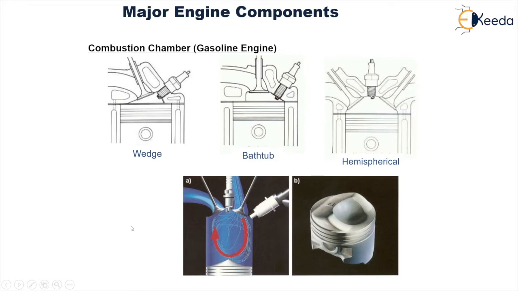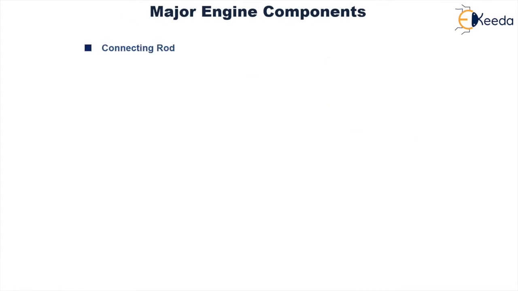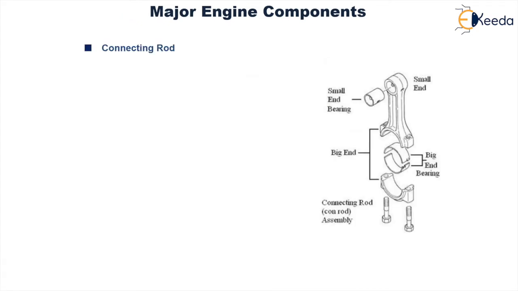These are some images to support this. Let us go further. Connecting rod. This is a diagrammatic representation of the connecting rod. It basically has two ends. One is the small end, which is connected with the piston through the piston pin or gudgeon pin and small end needle roller bearings. Then next is the big end of the connecting rod, which is connected with the crankshaft, again with the big end bearing and the crank pin.